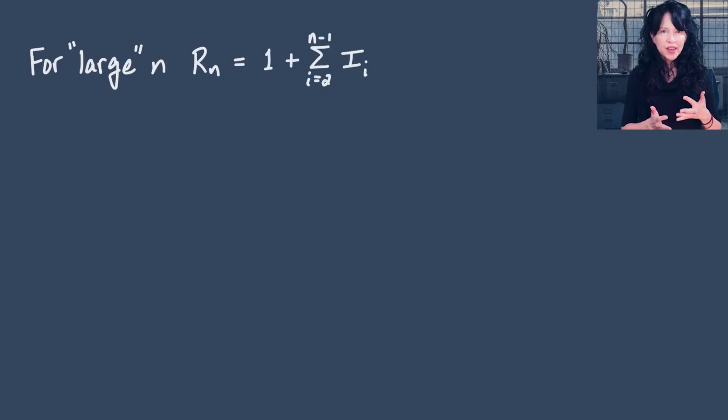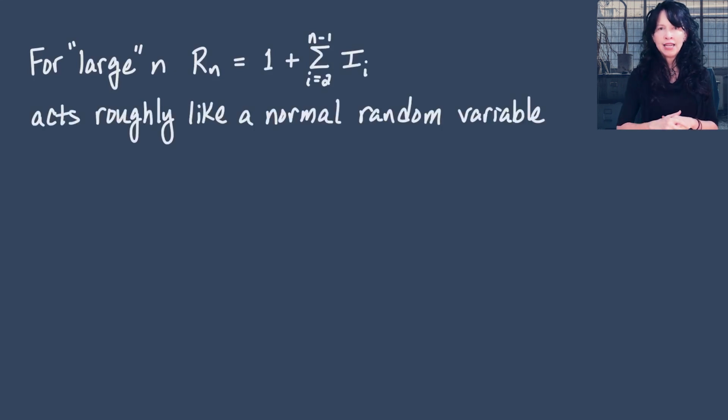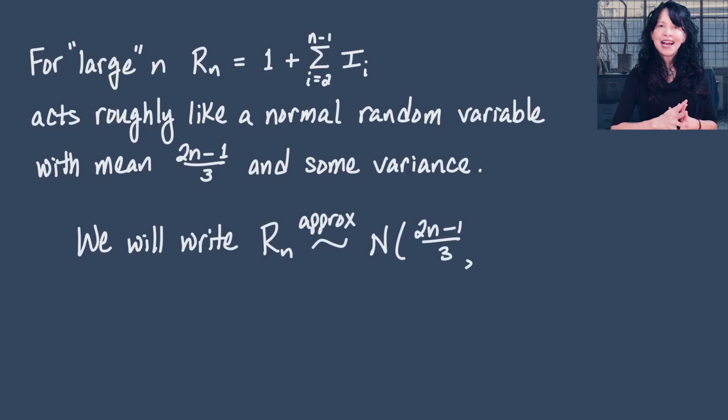So according to the central limit theorem that may involve dependent random variables, this sum is going to act roughly normal. And if you add a constant to a normal, it still has a normal distribution. So overall, this quantity is going to roughly act like a normal random variable with mean (2n-1)/3 and some variance. For the moment, I'm going to write R_n, squiggly line, has the distribution, and put approx for approximate across here. It's approximately normal with mean (2n-1)/3 and some variance.